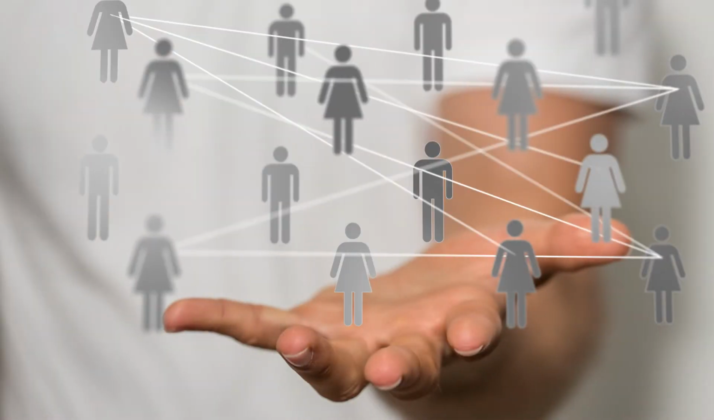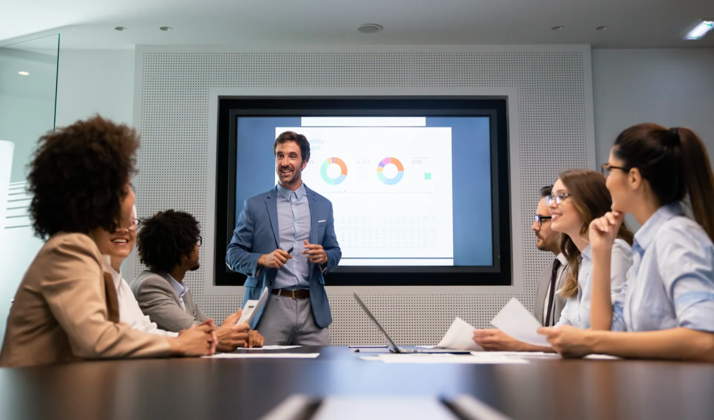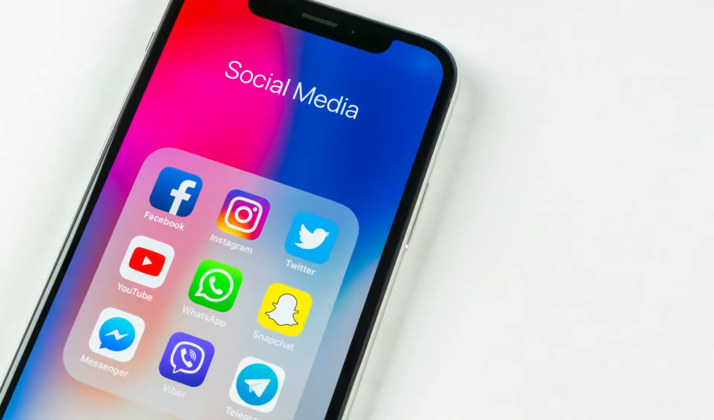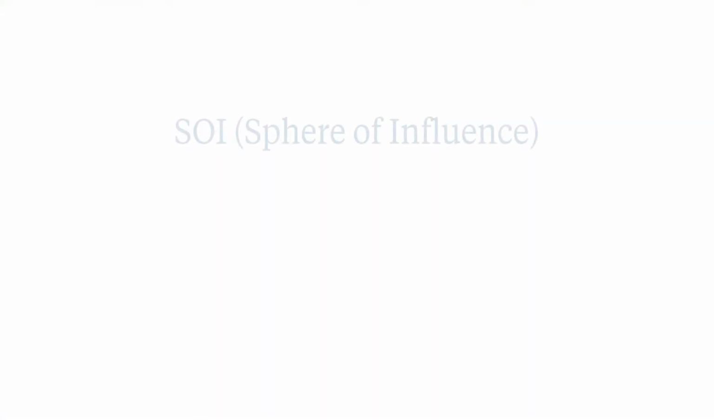Actually, there are 3 ways of doing it. One is your SOI list, spheres of influence. The other one is your business development list. And the other one is social media. Social media is more of a brand builder as opposed to a revenue generator. Your revenue generator is your SOI, meaning the people you know.